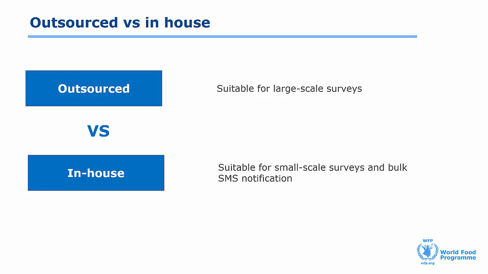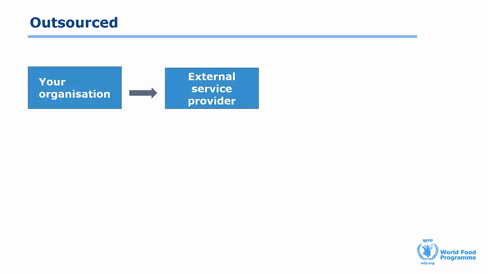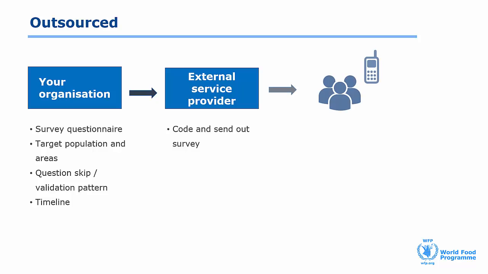So, how do you outsource your SMS survey system? First, you need to contract a service provider. Then, share the survey questionnaire, agree on the target population and areas, the question skip or validation pattern, and the survey timeline. The service provider will then code the questionnaire into the service platform and send it out. The service provider is responsible for managing the entire survey process. When the desired number of completed surveys has been reached, they'll send you the final data.